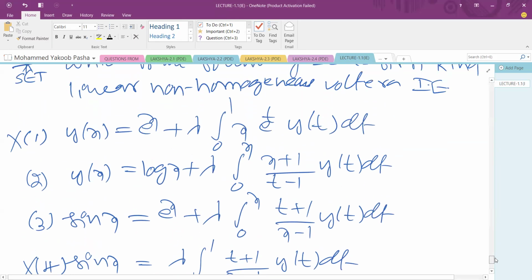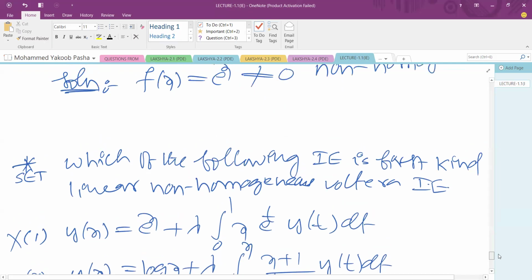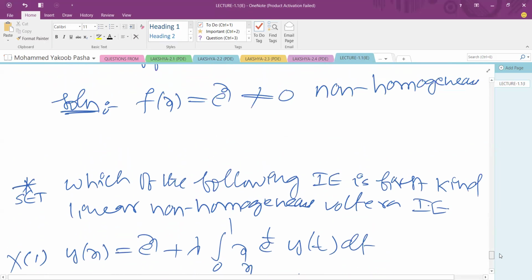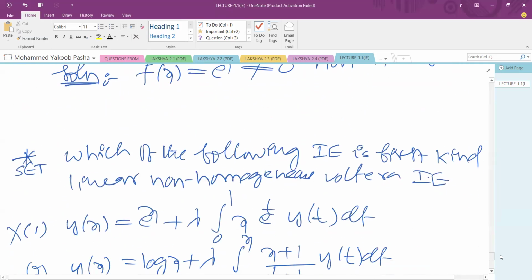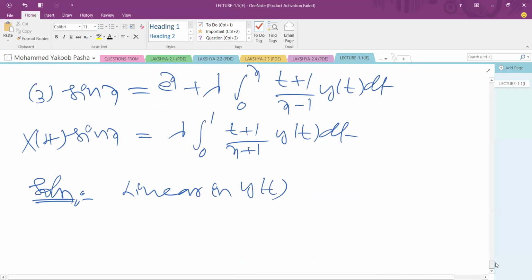Y of x, g of x is equal to... first kind. First kind means yes, g of x is equal to 0. Yes, we have another condition is also there. That is first kind.